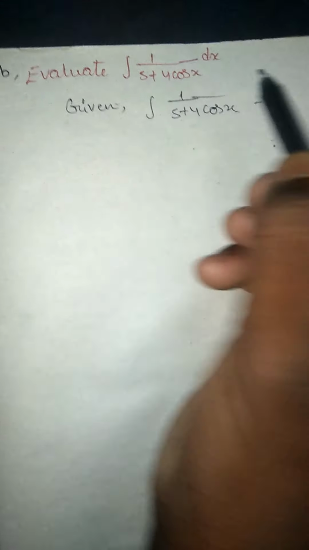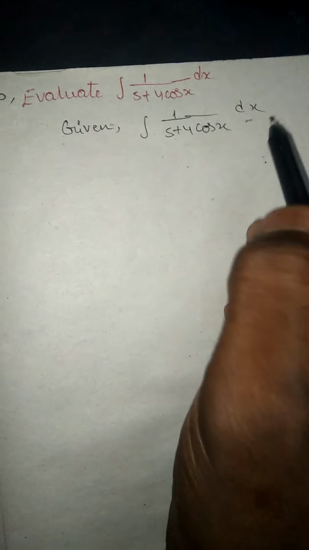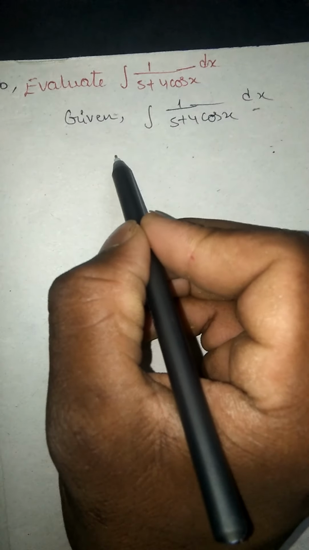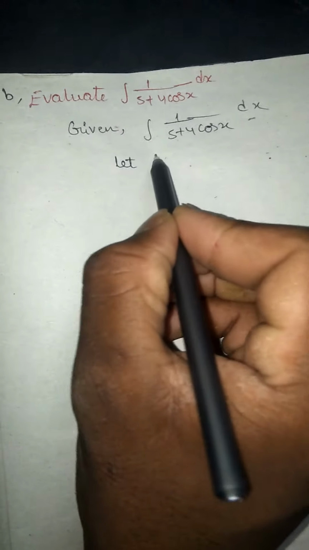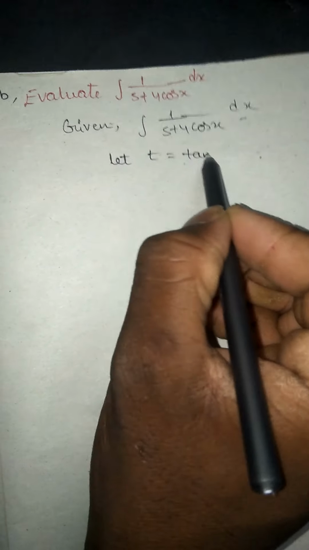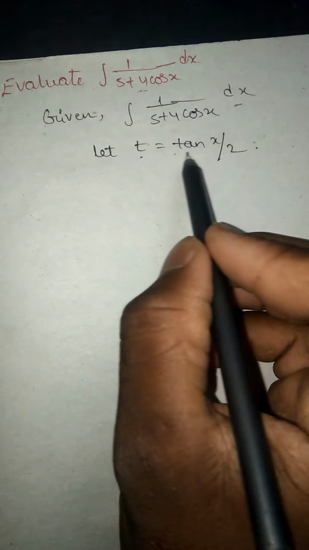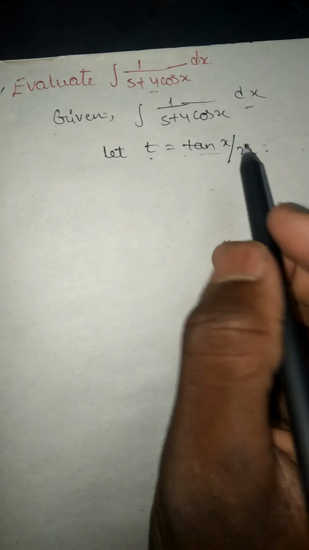First of all, write what is given. Given: integral of 1 by (5 plus 4 cos x) dx. Let t is equals to tan x by 2. For every sum like this, we should take t is equals to tan x by 2.